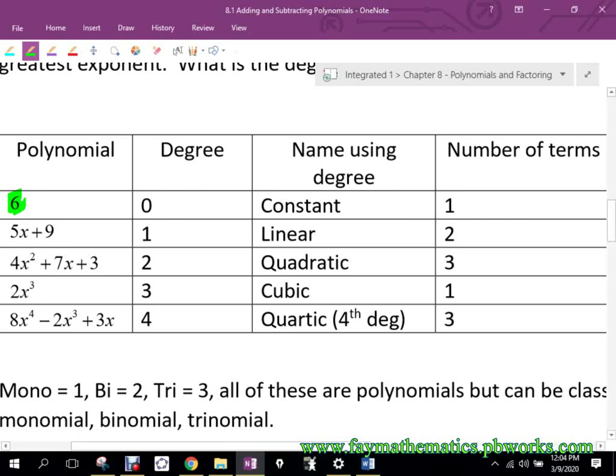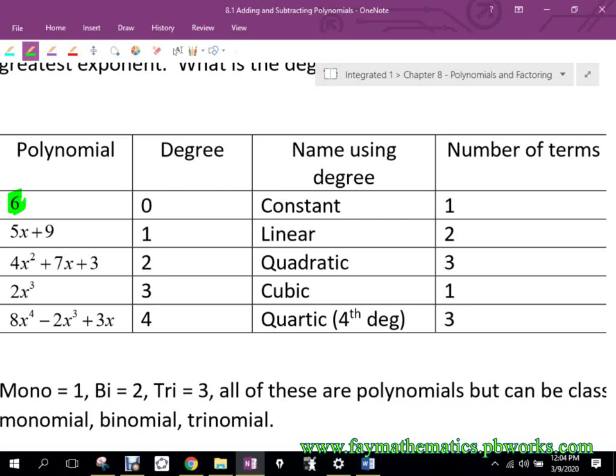When something is always the same amount, we say it's constant, right? Annika is constantly talking, right? So something that it always does. Okay, so that's the word constant. 6 is always 6. It's constantly 6, so we call it a constant. Okay? So that's degree 0.